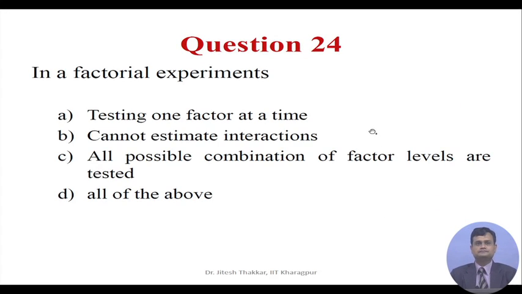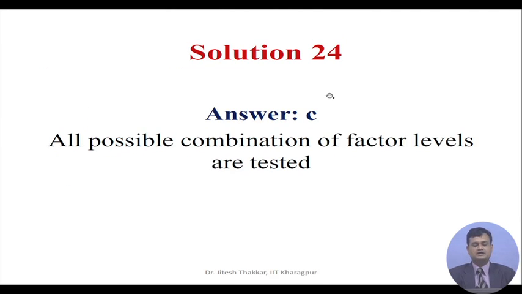Question 24. In a factorial experiment, the options are A, testing one factor at a time, B, cannot estimate interactions, C, all possible combinations of factor levels are tested, and D, all of the above. The correct answer is C, all possible combinations of factor levels are tested.